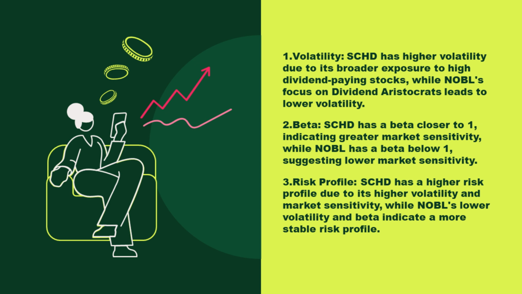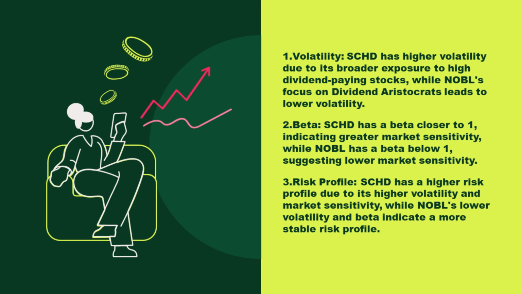Historically, SCHD has exhibited moderate volatility. This can be attributed to its broad exposure to high dividend-paying stocks across various sectors. While SCHD includes stable dividend payers, its diversified sector allocation means it can still experience notable price fluctuations, especially given that high dividend stocks are sensitive to changes in interest rates and economic conditions.